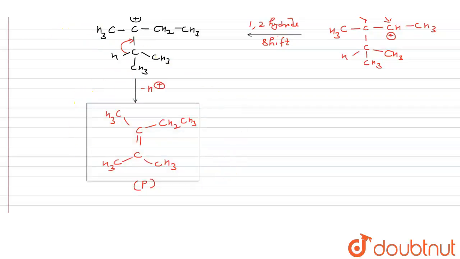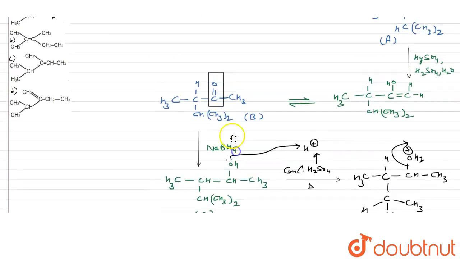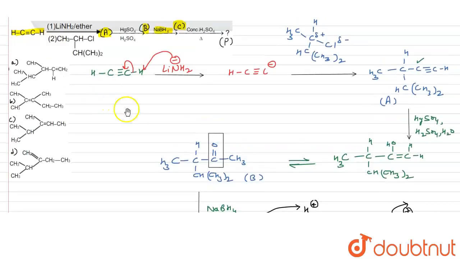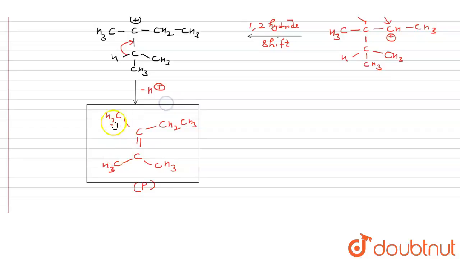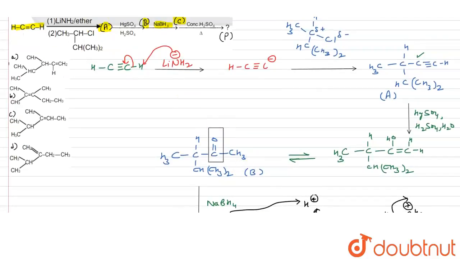So let's check our options. We have got the substituted alkene, which means one carbon has 2-methyl groups, and the other carbon has 1 methyl and 1 ethyl group. So let's check it. At this particular carbon, there is no methyl group over it, so this cannot be our answer. Here, one carbon has 2-methyl groups, and the other has 1 methyl and 1 ethyl. Yes, this is our correct answer.